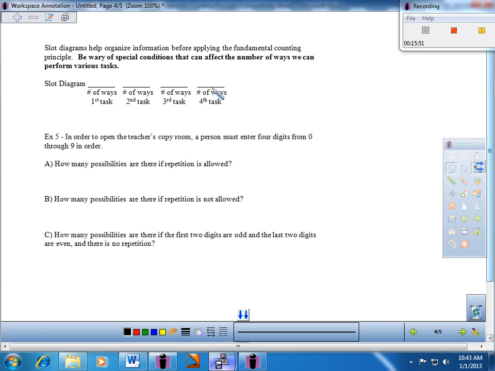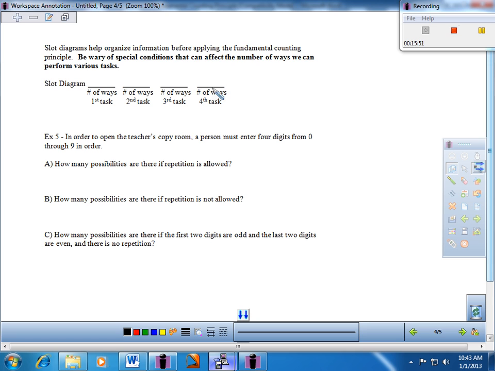So example 5. In order to open the teacher's copy room, a person must enter four digits from 0 through 9 in order. How many possibilities are there if repetition is allowed? So you walk up to the copy room, and there's a little push button there, 0 through 9. You're going to press 4 buttons. How many possibilities are there?